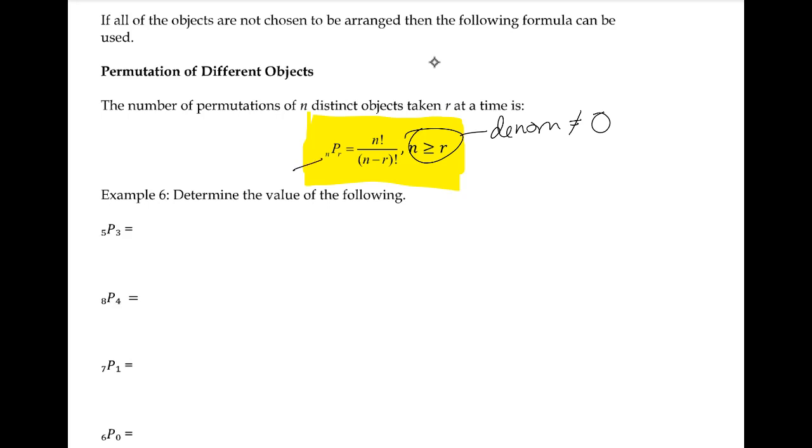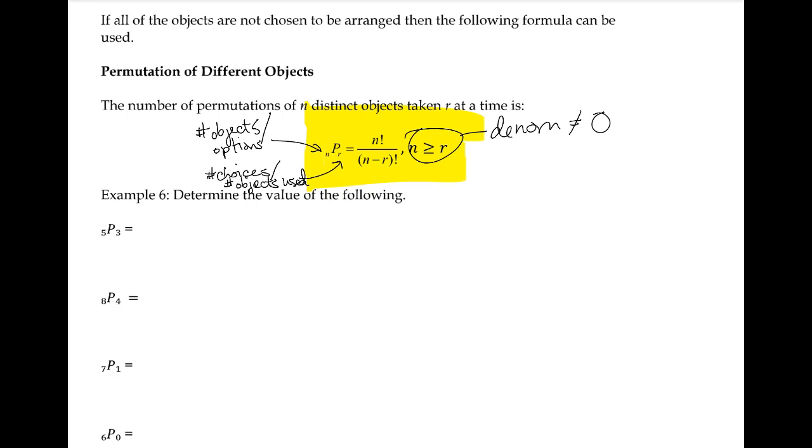So what happens here is that the little n, oops, deleted all my beautiful highlighting. The little n here is how many options you have. Objects or options. The little r is representing the objects actually being chosen. So what does that mean?